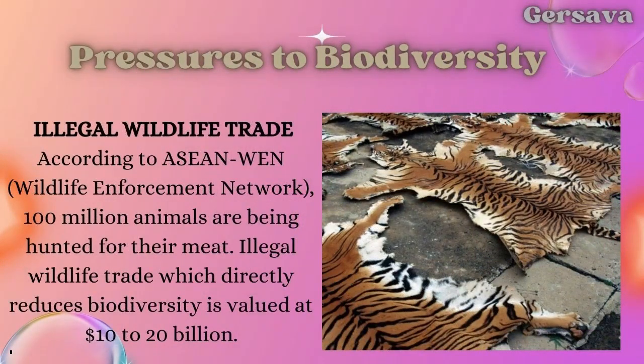Illegal wildlife trade. According to the ASEAN Wildlife Enforcement Network, 100 million animals are being hunted for their meat. Illegal wildlife trade, which directly reduces biodiversity, is valued at $10 to $20 billion. Illegal wildlife trade is like a ruthless market where animals are hunted in huge numbers for profit. This harms both the animals and nature's balance by reducing biodiversity. This billion-dollar industry is causing irreversible damage to our planet.